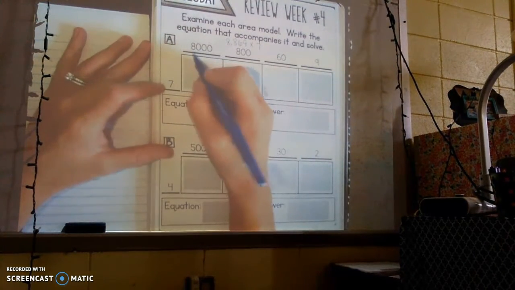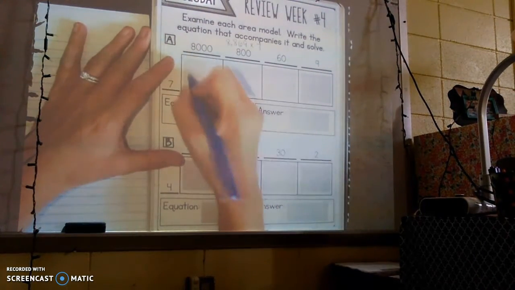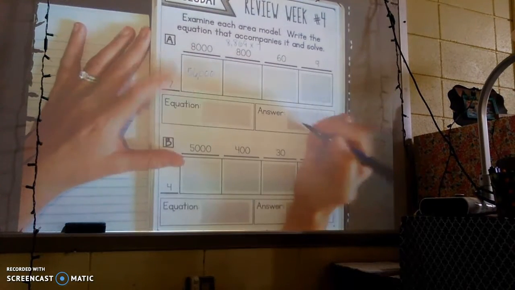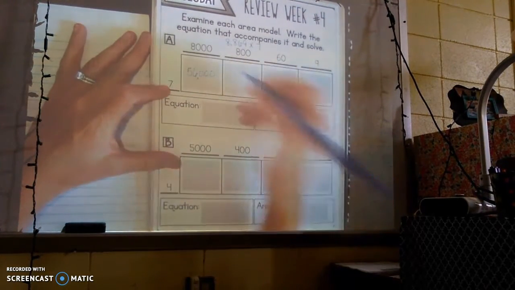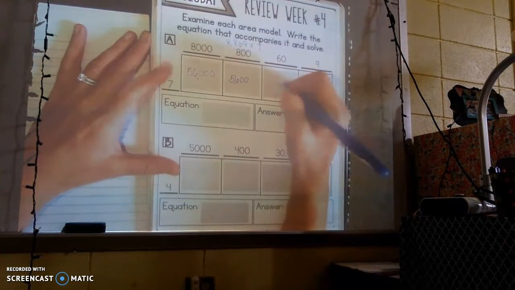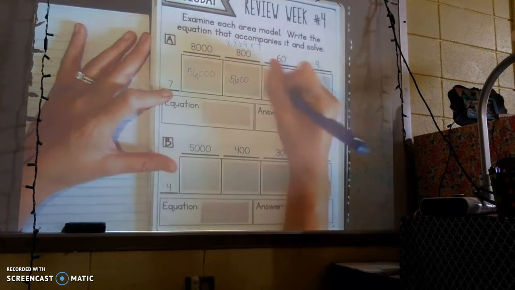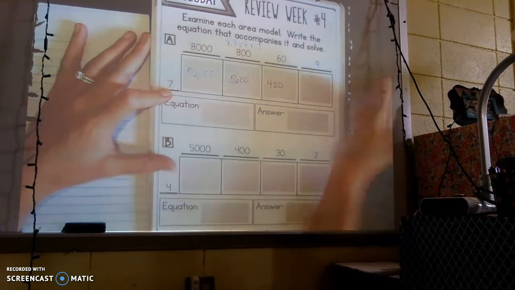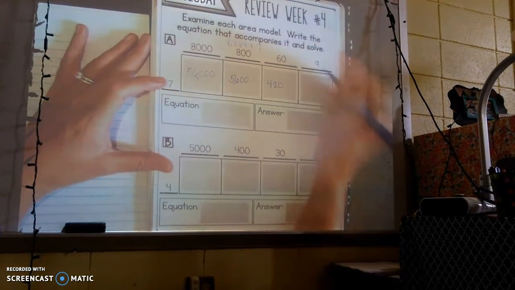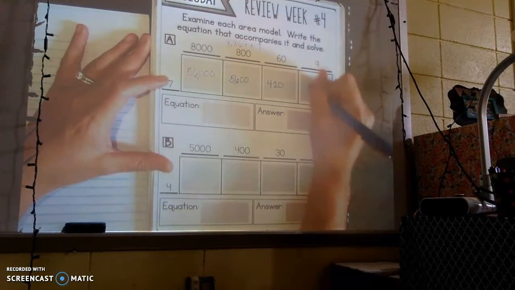So 8,000 times 7 would be 56,000. 800 times 7 would be 5,600. 60 times 7 would be 420. And 9 times 7 would be 63.